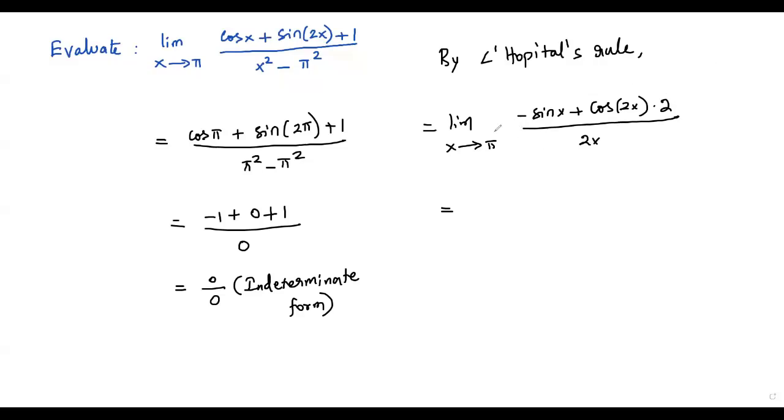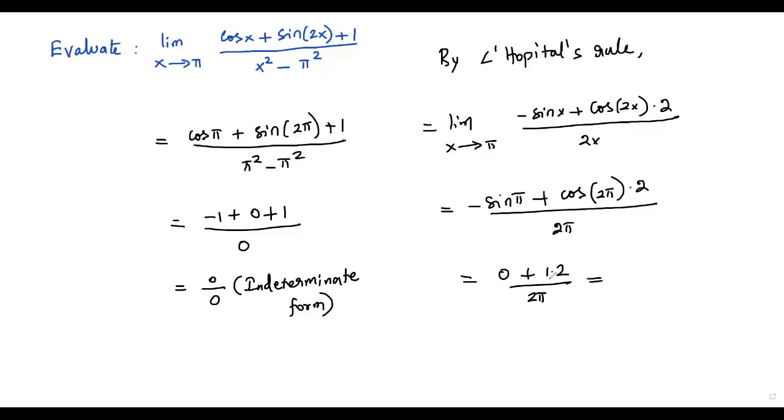Now we can apply the given limit for x. That is, we plug in x equals pi into the function. When I do so, negative sine pi plus cosine of 2 pi times 2, over 2 times pi. From the unit circle, the value of sine pi is 0, and the value of cosine 2 pi is 1, so 1 times 2 over 2 pi. So 0 plus 1 times 2 is 2, over 2 pi, so the 2 cancels out. I'm getting 1 over pi. So the evaluation of the given limit is 1 over pi.